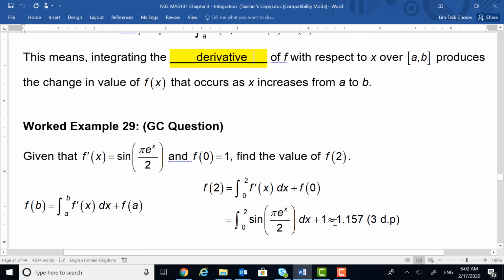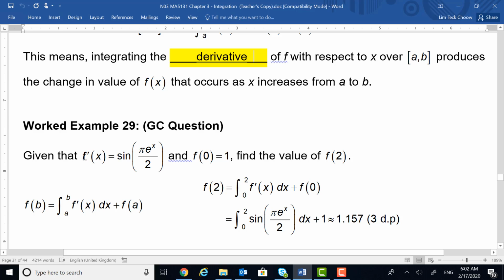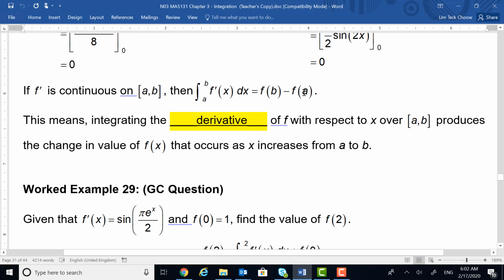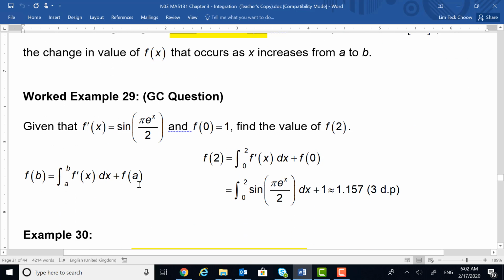Let's look at one simple example. Your f prime is equal to this, and then you're given f(0), and find f(2). So you start with this statement. Bear in mind, if you bring the f(a) to the left hand side, this becomes f(b) minus f(a), which is equal to the integration of the derivative statement that you saw just now. You can see I've simply brought the f(a) from the right to the left, and I got this, and then this is f(b). So now to find f(b), integrate from a to b of the f prime plus f(a), and then use calculator to get you the answer.